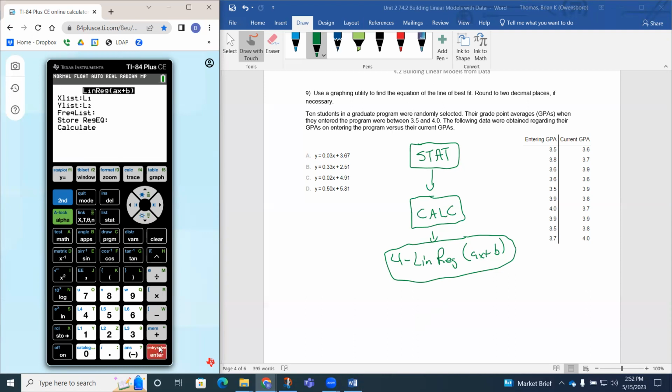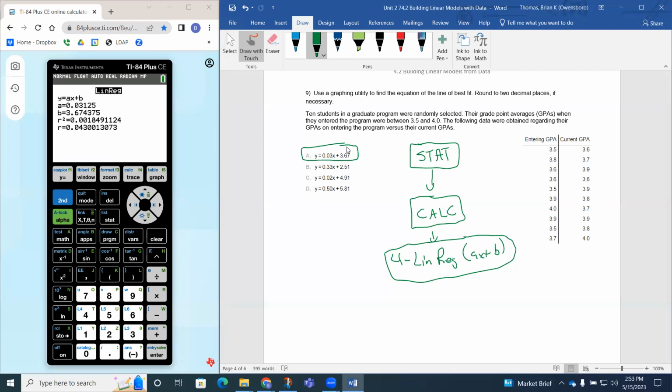So if I go down to calculate, notice my A is going to be 0.03 something. And they do say round to 2 decimal places. That's going to be 0.03 for your slope. And then your y-intercept is also going to be 2 decimal places. So is that going to be 3.67 or 3.68? That 4 would say keep it down to 7. So 0.03x plus 3.67, that looks like the first one.